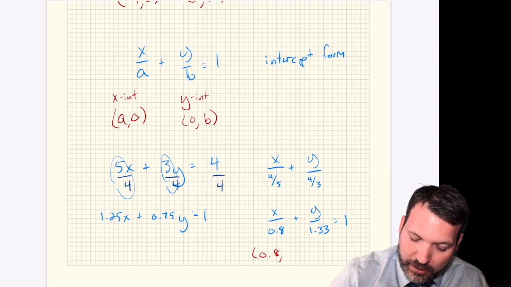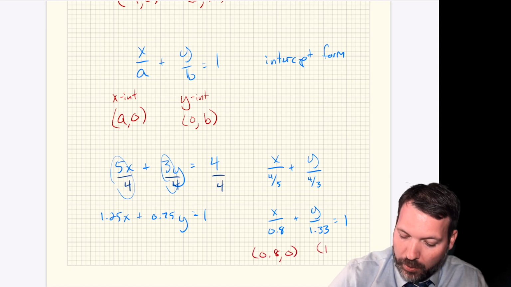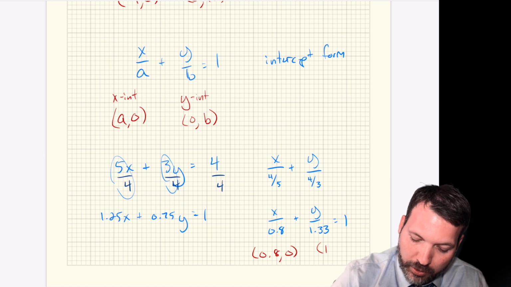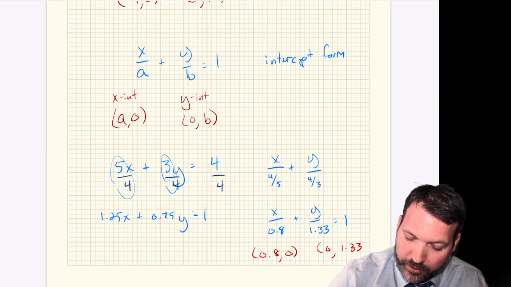My x-intercept is (0.8, 0). My y-intercept would be (0, 1.33).